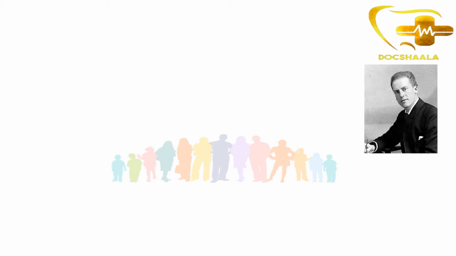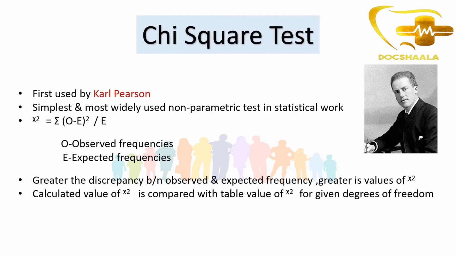Then, can anyone identify this person? Let us see. We are now going to see about the chi-square test. This person is none other than Karl Pearson. He was the first person who used this chi-square test. It is the simplest and most widely used non-parametric test in statistical work.